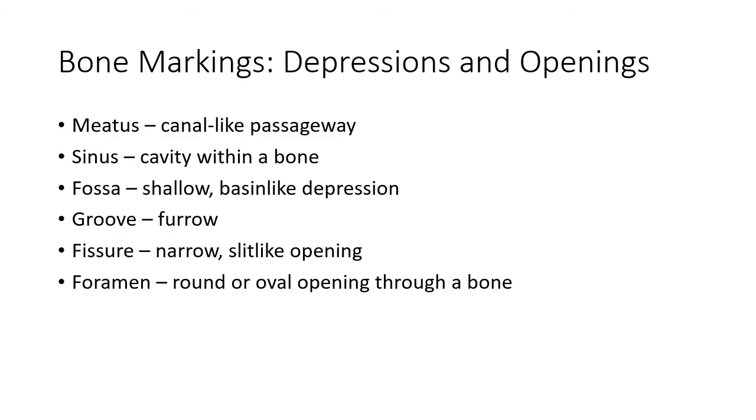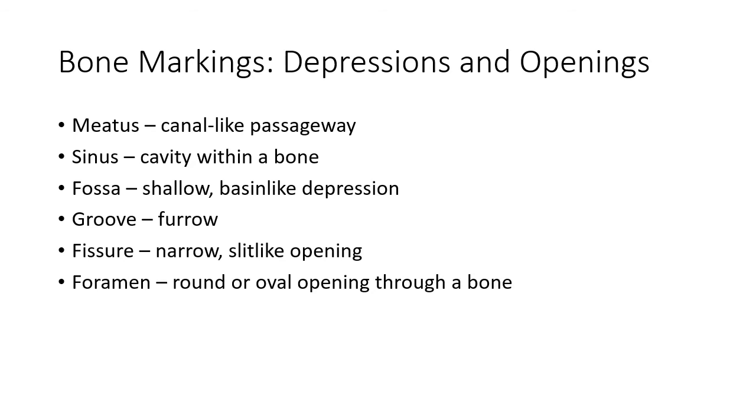And then we have some openings that we find in bones, things that are going to be able to go in and out of the bones. We have things like a meatus, which is typically a canal. This one doesn't go all the way through, so it is typically a blind-ended structure. We then have things like a fossa, which is just kind of a depression in the bone.